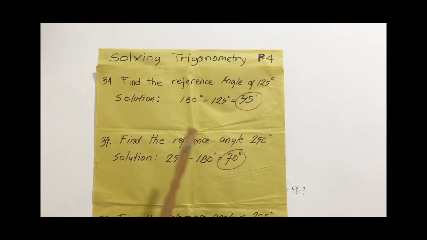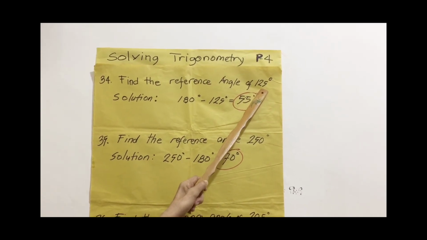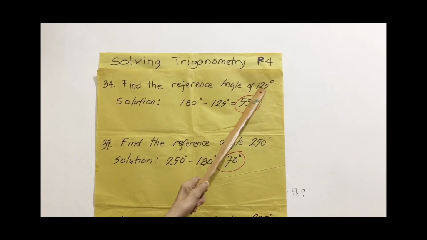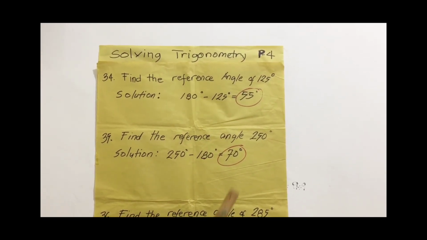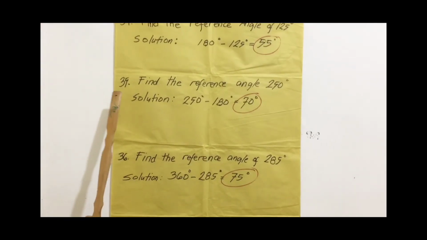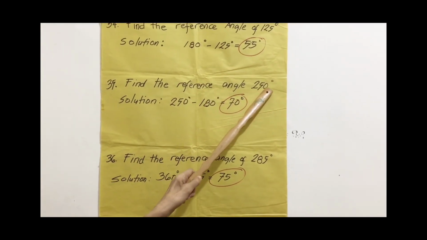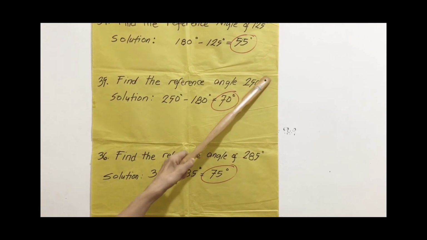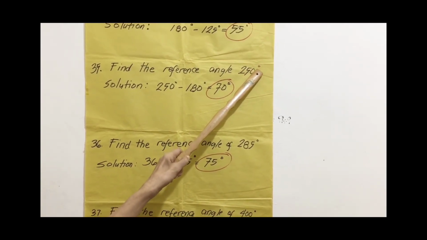So again, if it is more than 90 degrees but less than 180 degrees, our reference is 180 degrees. Okay, next, number 35. Find the reference angle of 250 degrees. Oh, this time, the given is 250 degrees.